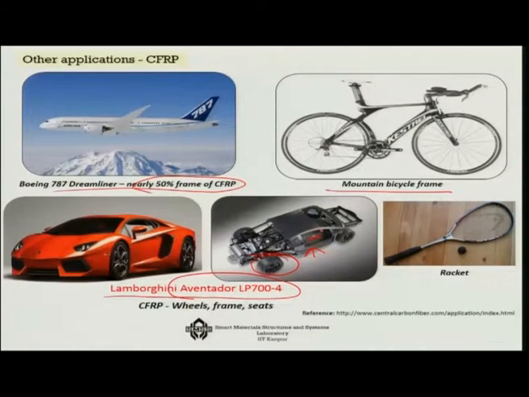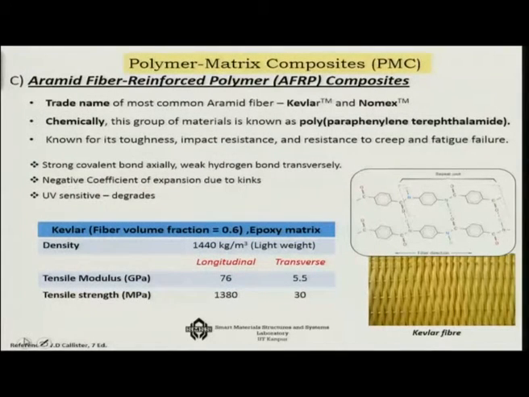CFRP is used. CFRP is also getting a lot of use in sports goods, for example rackets. So by making it light but strong, you can actually save a lot of muscular energy, and hence you can improve the performance in a game. So thus CFRP is very popular in such sports applications as well.